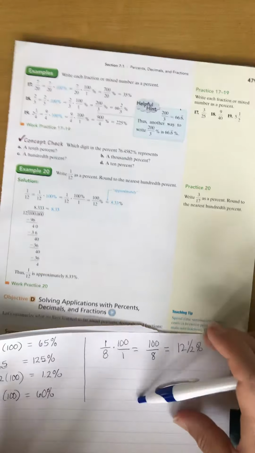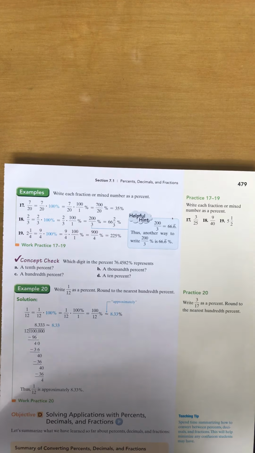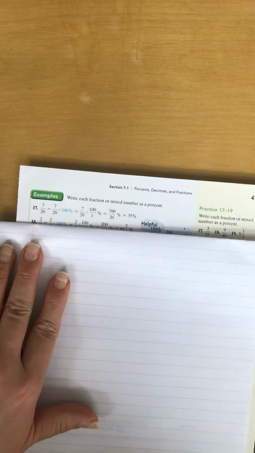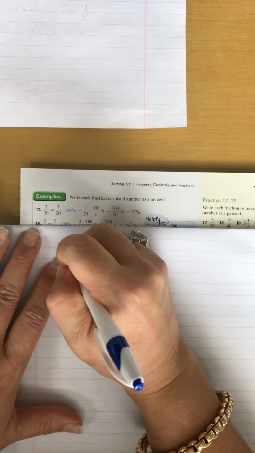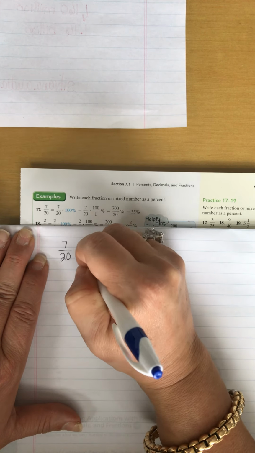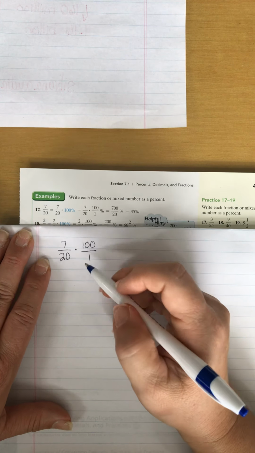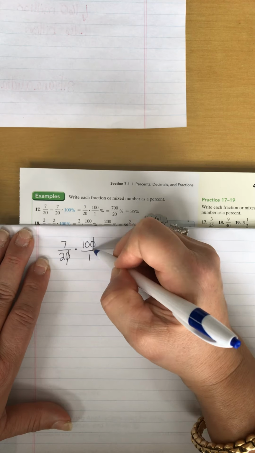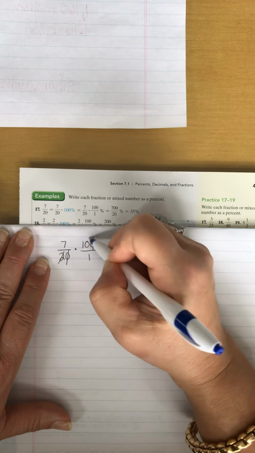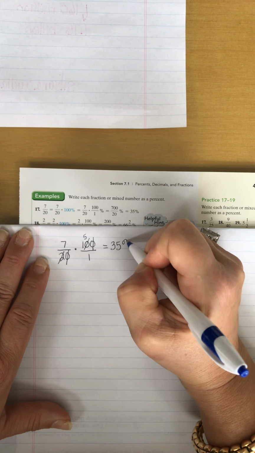Okay, so here we go. Number 17 through 19. How do we turn these fractions into percents? So number 17 says 7 over 20. So you're going to multiply by 100 over 1 and then just reduce. So you can cancel this 0 with that 0. It's like dividing them both by 10. 2 goes into 10 5 times, and so 7 times 5 is 35. So it's 35%.